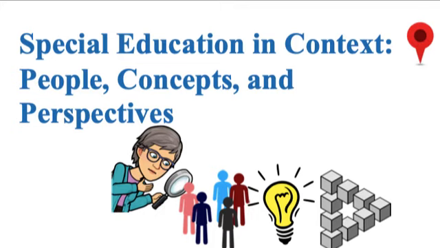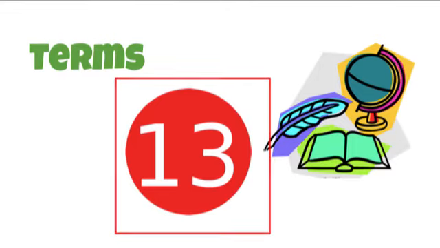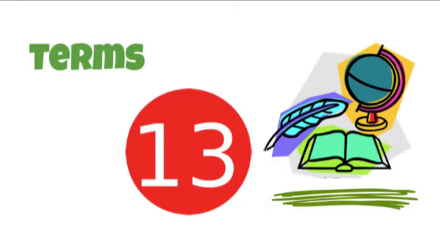This first week, we want to look at special education in context, particularly people, concepts, and perspectives. Now, for topics in this week, we're going to start by defining some important terminology in the field of special education. We're going to look at the 13 disability categories and describe those, and we'll also look at some relevant statistics for each of those categories. It'll be important to pay attention to the historical perspectives of disability and education as well.